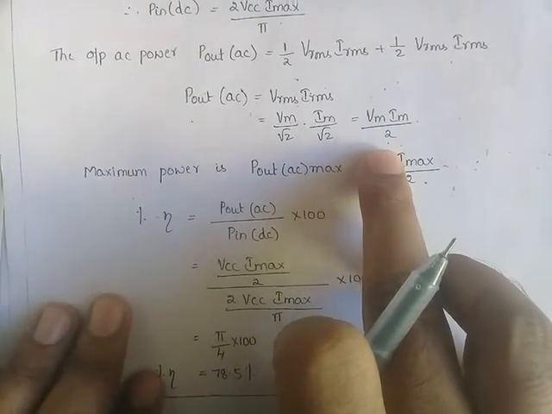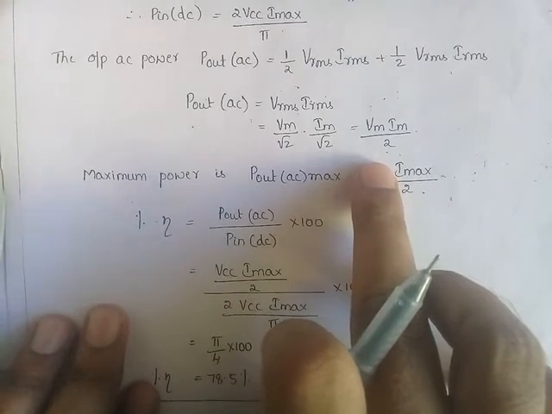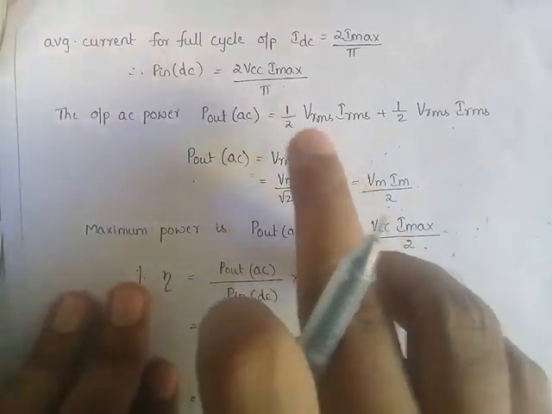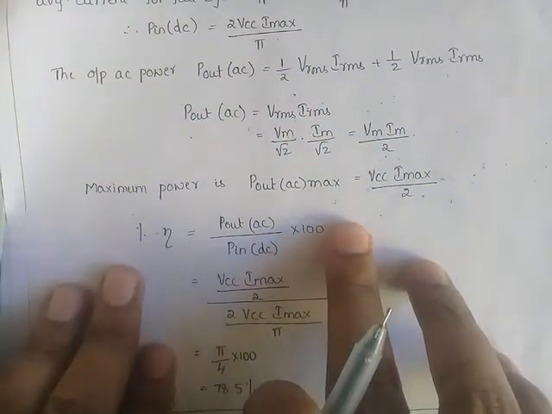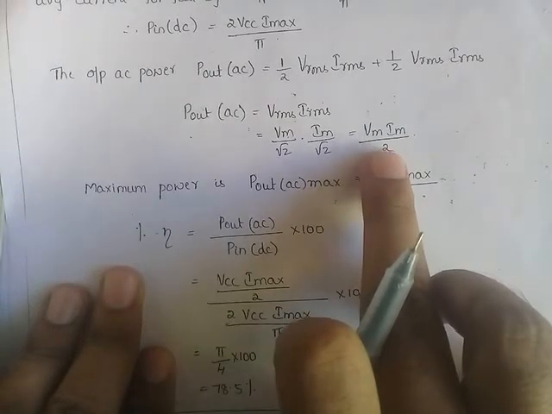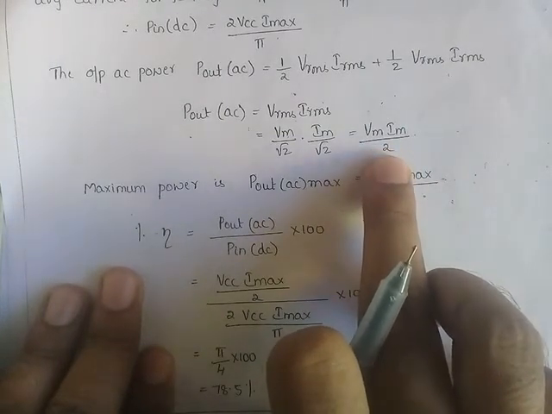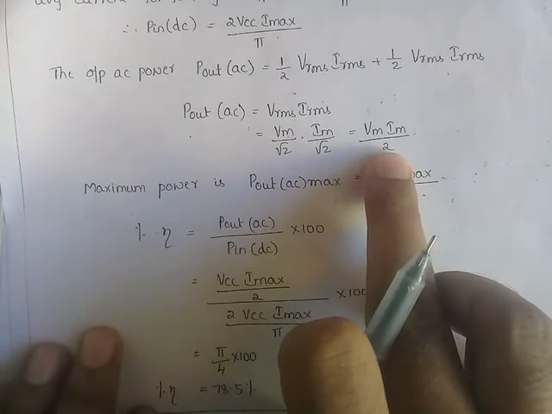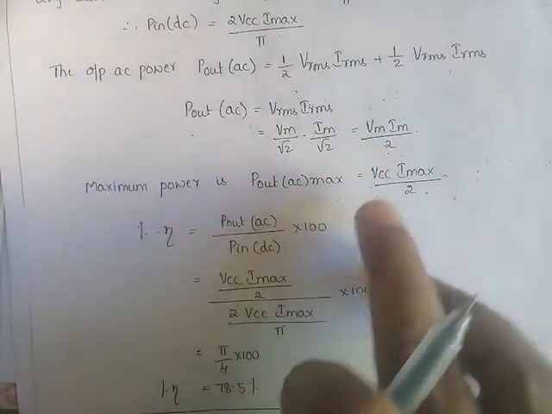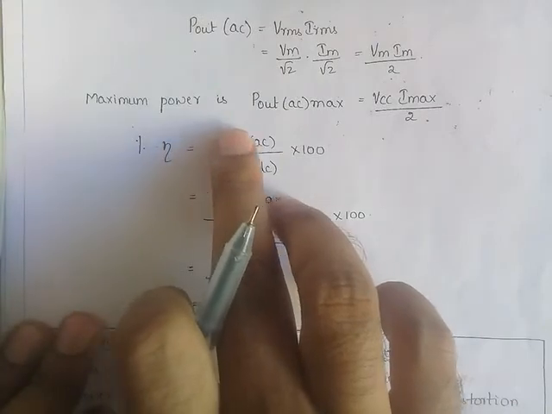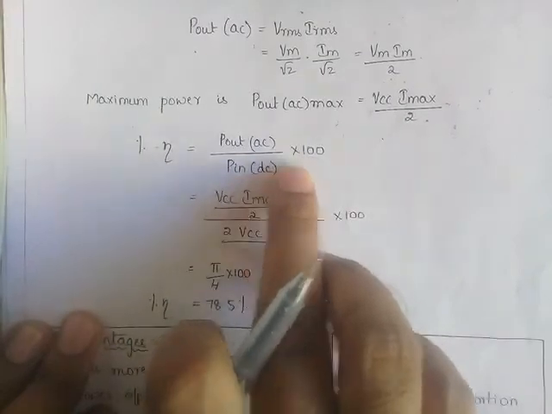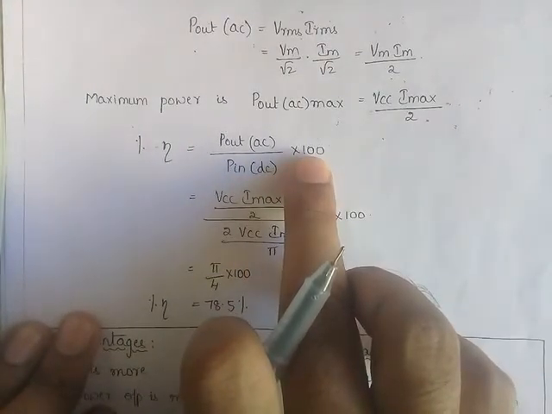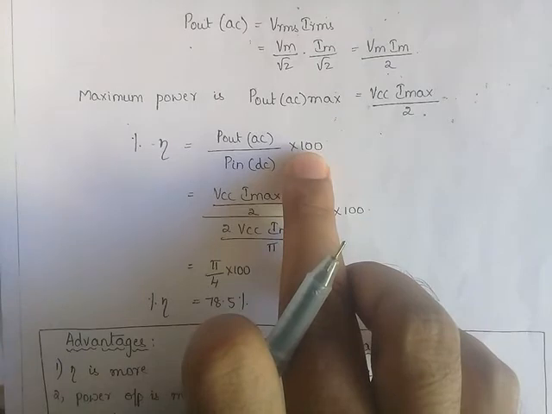So we have calculated the total input DC power, which is 2 VCC into I max by pi, and for the AC power we get Vm into Im by 2. Again you have to substitute for the efficiency. What is the formula for the efficiency here? The maximum efficiency is given by PAC by PDC into 100. But actually we have constructed the class B power amplifier as PAC by PDC into 100, yes or no?